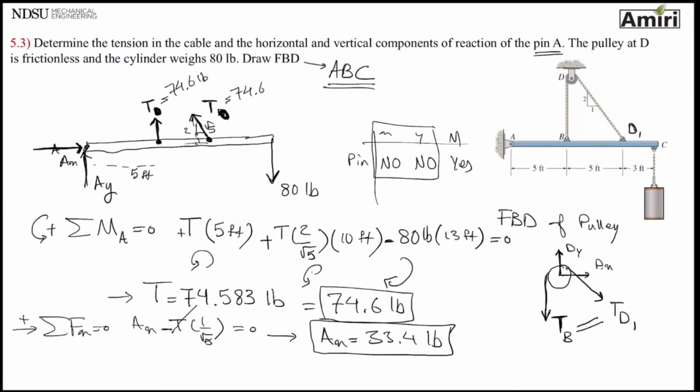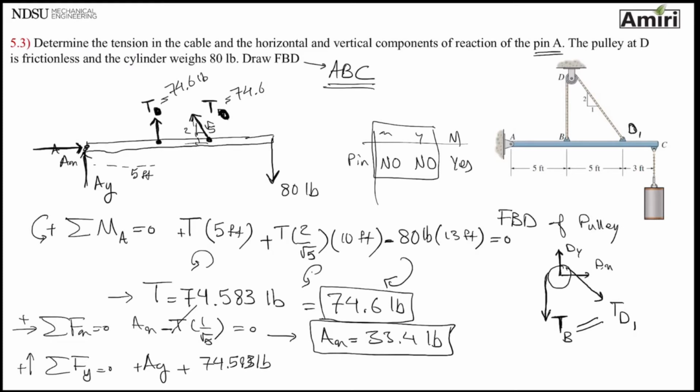Okay, the last unknown that I have, I can use sigma Fy for it. I start from one end of the beam, AX in X, AY pointing up, which is plus. Moving on, I arrive at T, which is 74.583 pounds.